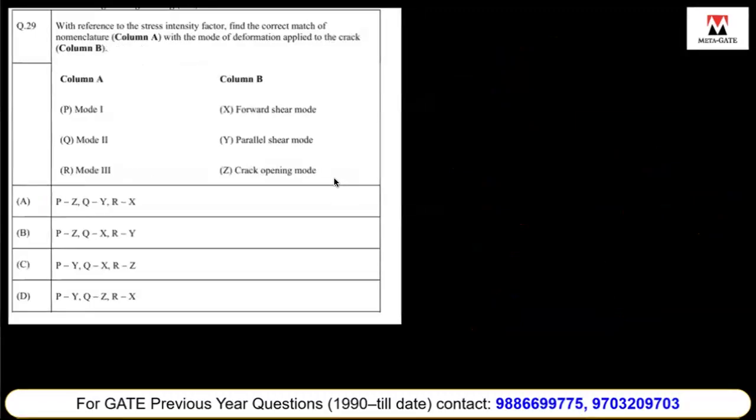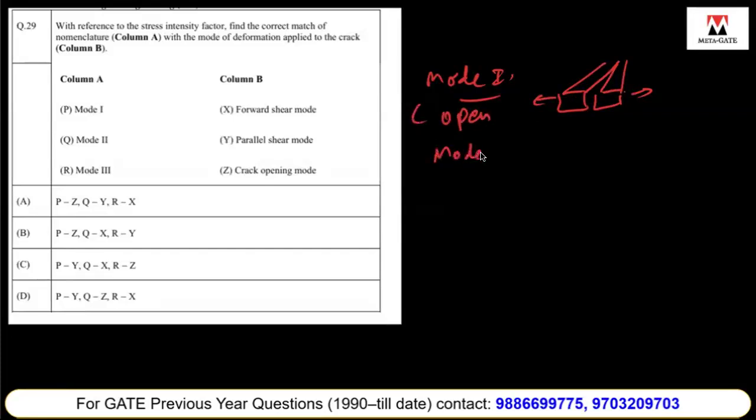With reference to stress intensity factor, find the correct match of the nomenclature: mode 1, mode 2, mode 3. So mode 1 is nothing but the crack opening mode, where the sample is like this. The crack will get opened, with the surfaces moving apart from each other, causing the crack to open. This is also called opening mode, crack opening mode.